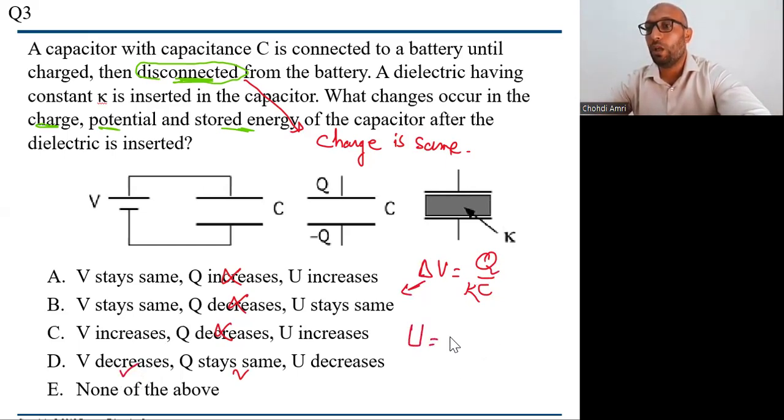U is equal to half of C delta V squared. Let me write it as a function of Q. So it's going to be half of Q squared over C. Why Q? Because Q is the same. If C is increasing because we add a dielectric, it's going to be multiplied by kappa. So what happened to the energy? The energy will be decreasing. And the correct answer is D.